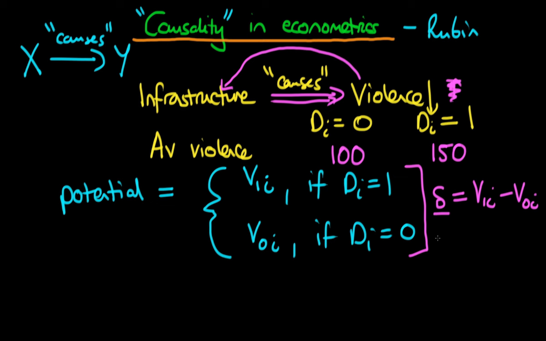So in practice, what we are interested in is the average causal effect. That's the expectation of delta, and that's equal to the expectation of V1i minus the expectation of V0i, just because the expectations operator is a linear operator. But what do I actually mean by this potential level of violence? I better define exactly what I mean by that.